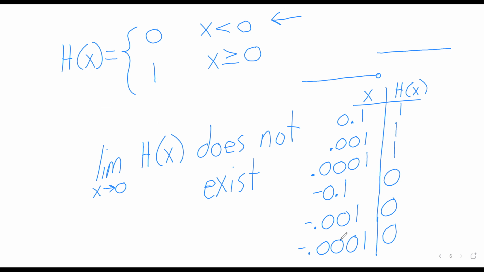So what should we say? What happens as x approaches 0? Well, the Heaviside function is either 0 or 1. It's not approaching a single number. And that's the other major way that a limit might fail to exist. And we see what happens graphically. There's this jump in the graph at 0 where the limit does not exist.